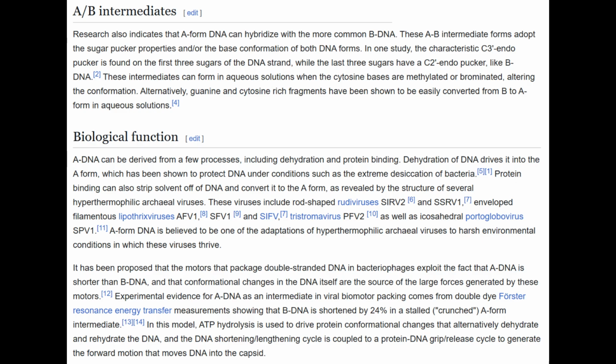Biological function. A-DNA can be derived from a few processes, including dehydration and protein binding. Dehydration of DNA drives it into the A form, which has been shown to protect DNA under conditions such as the extreme desiccation of bacteria. Protein binding can also strip solvent off of DNA and convert it to the A form, as revealed by the structure of several hyperthermophilic archaeal viruses.